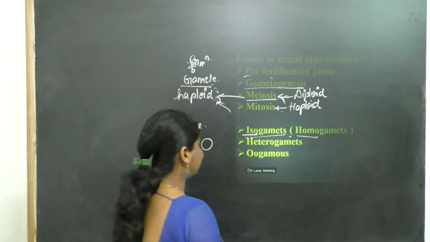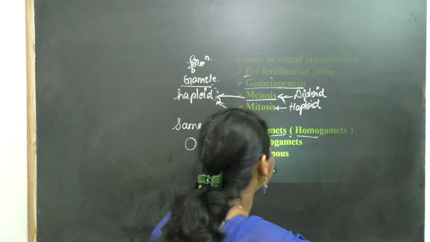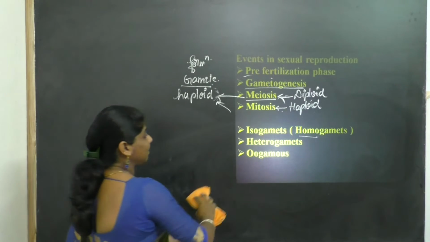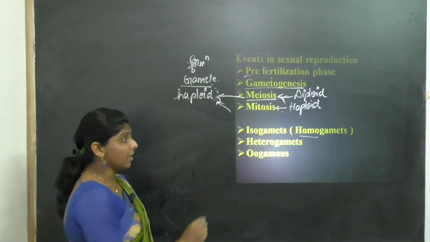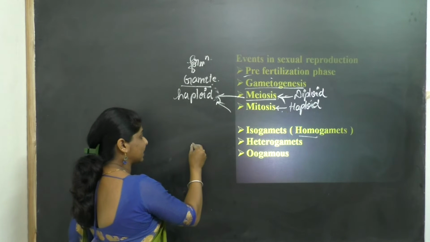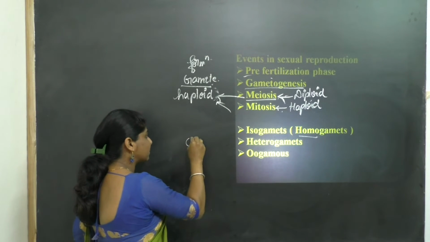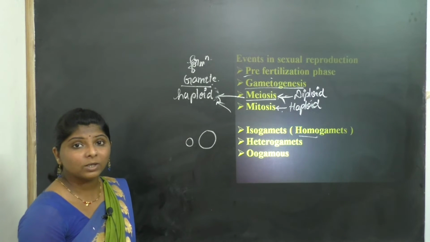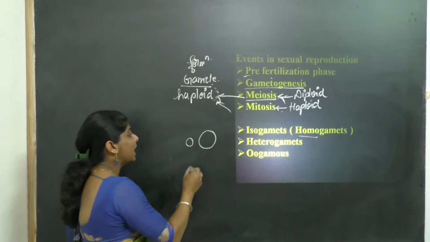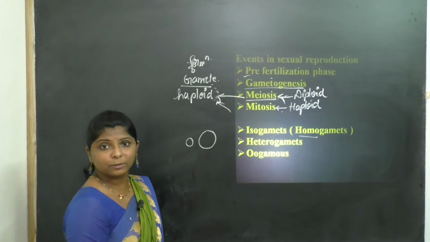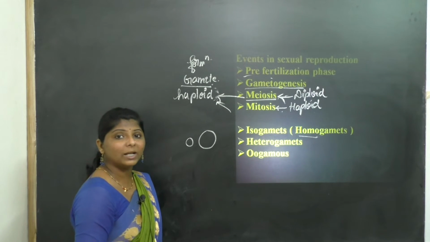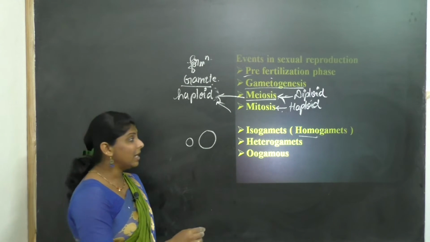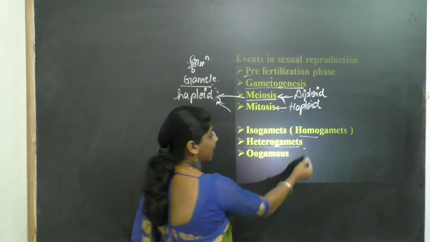In a few organisms, what happens is the gametes differ in their size. Okay, the gametes differ in their size. So male gamete may be smaller and female may be larger in size, and even related to motility also. One will be motile, another will be non-motile. So if they show difference in their sizes, then they are referred to as heterogametes.